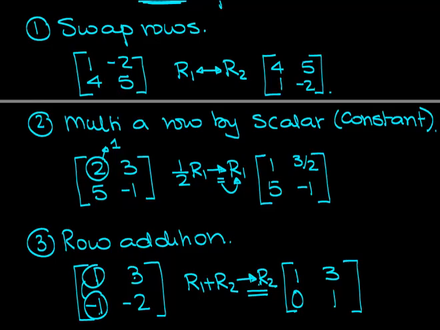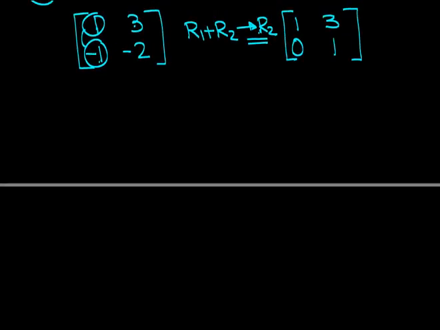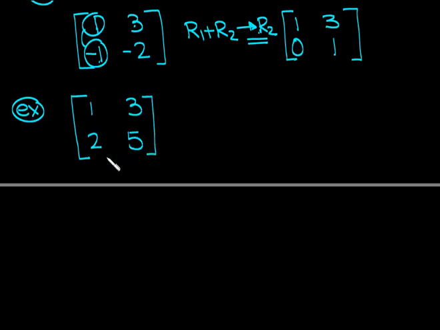Row operations. So we want to use these 3 basic things to solve big systems, systems that have 3 unknowns, 4 unknowns, and so on. But before we go any further, let me give you one final example of row operations. Let's say that I have a matrix like this. I have 1, 3, 2, 5. What I want to do is make this 2 into a 0.